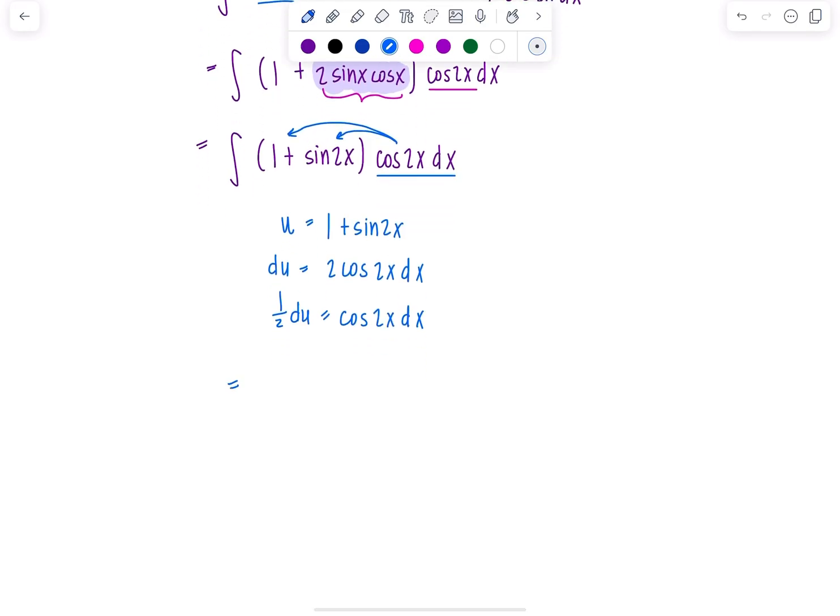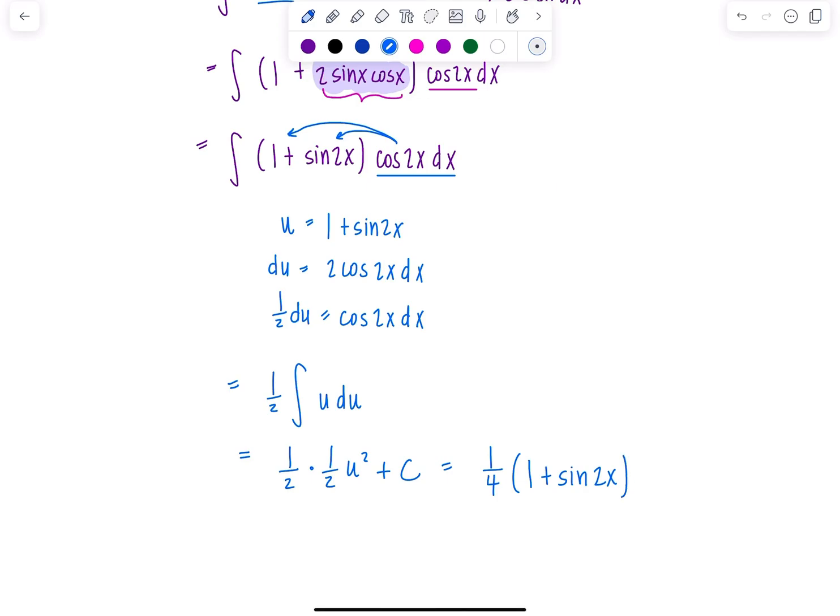And then rewriting our integral, we would have 1/2 u du. Pretty clean, right? And then we're left with 1/2 times the antiderivative of u, which would just be 1/2 u squared plus c. So this is 1/4 the quantity 1 plus sine 2x squared plus c.